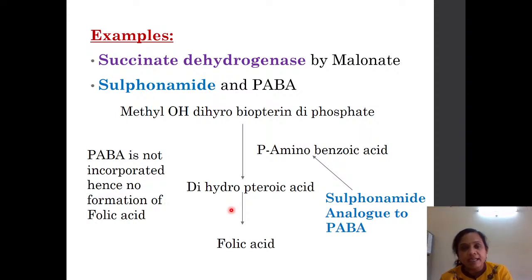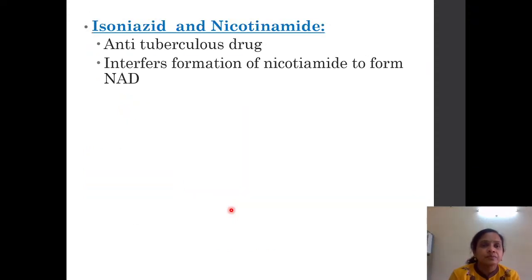So, resulting in no formation of nucleic acid, no proliferation of the bacteria. In that way, bacteria will perish in the human body. It will not develop, it will get destroyed in the human body. That is how the sulfonamides are used as antibiotics.